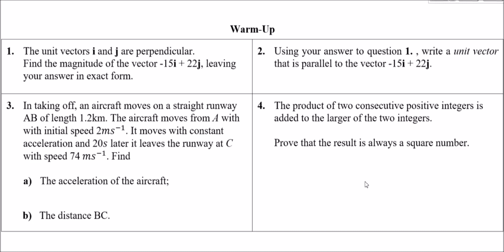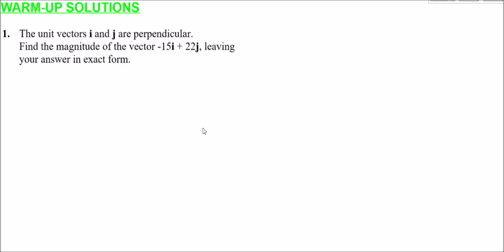Righty-ho, so let's have a look now at warm-up question 1. We have unit vectors i and j which are perpendicular to each other. We're asked here to find the magnitude of the vector minus 15i plus 22j, leaving your answer in exact form. So we need to remember to find the magnitude of a vector is essentially using Pythagoras.